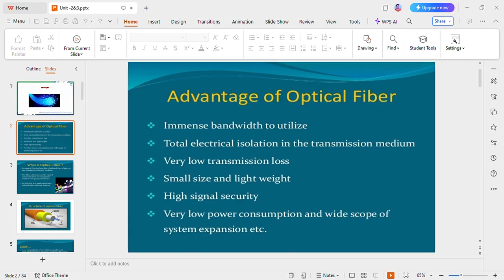What are the advantages of optical fiber? It has immense bandwidth to utilize, total electrical isolation in the transmission medium, very low transmission loss, very small size and light weight, high signal security, very low power consumption, and wide scope of system expansion.